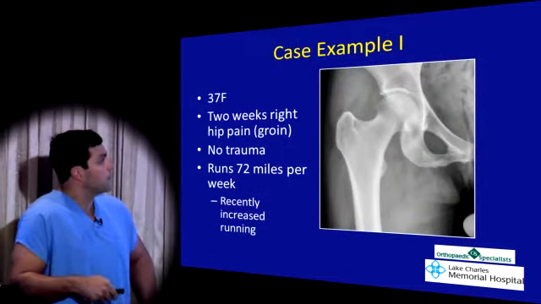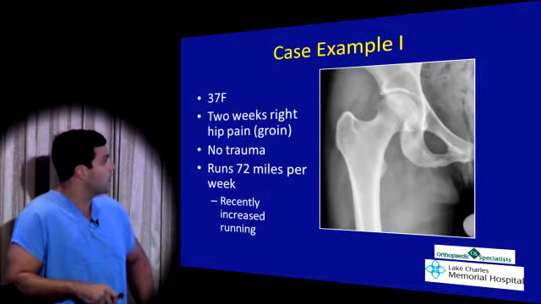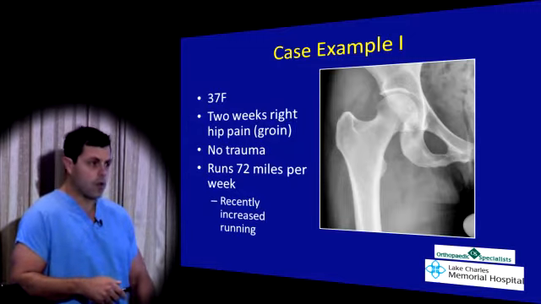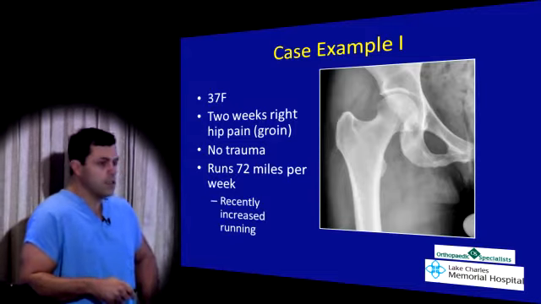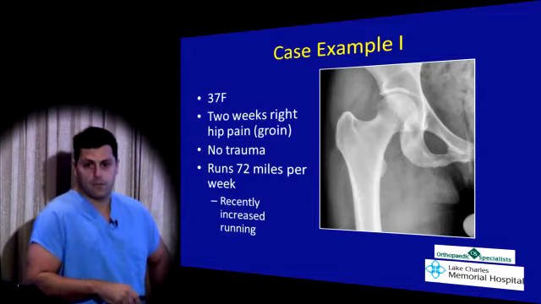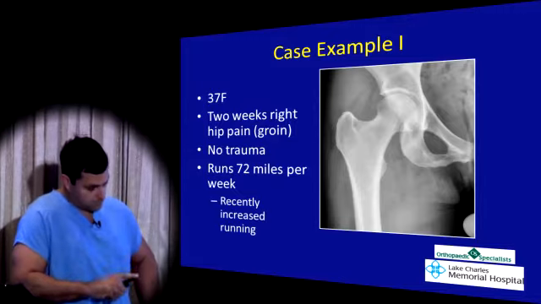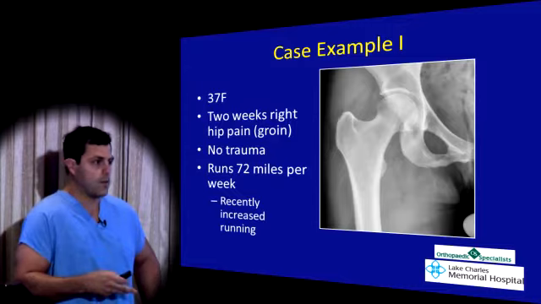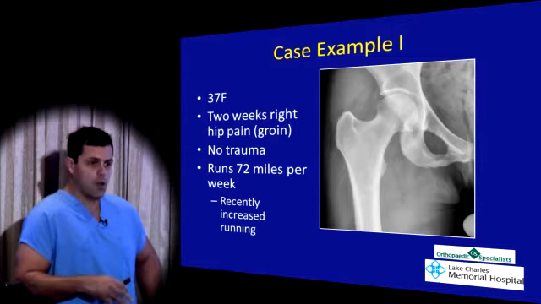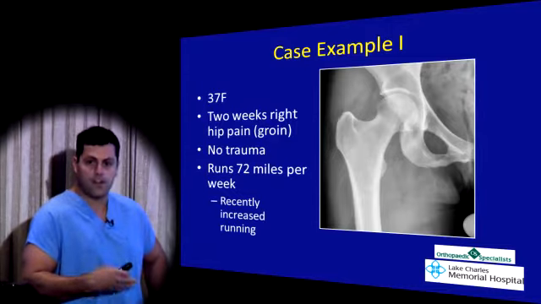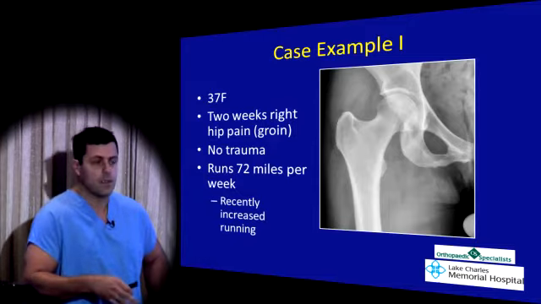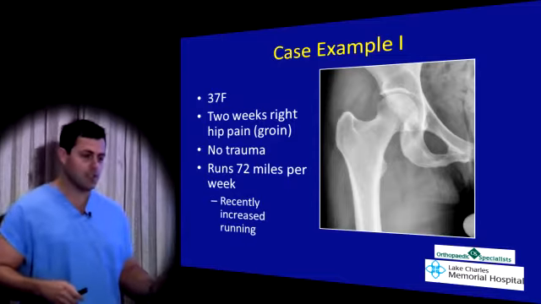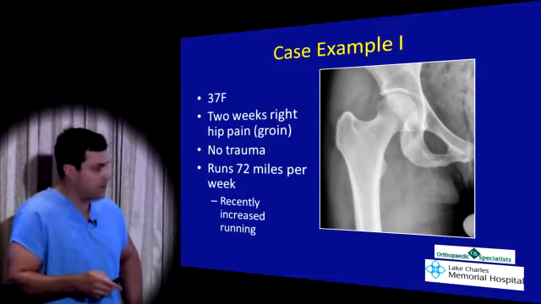So this is a case example. This is a 37-year-old woman that I saw when I was up in New York. She had 2 weeks of right hip pain. She said it was in her groin. She ran 72 miles per week, and that's 100% true. She had actually recently increased her running as well. That was something that was interesting. If you saw her, she was very frail, very thin. She was healthy, sort of, but I mean, she'd run 72 miles, but clearly she had nutritional deficiencies.